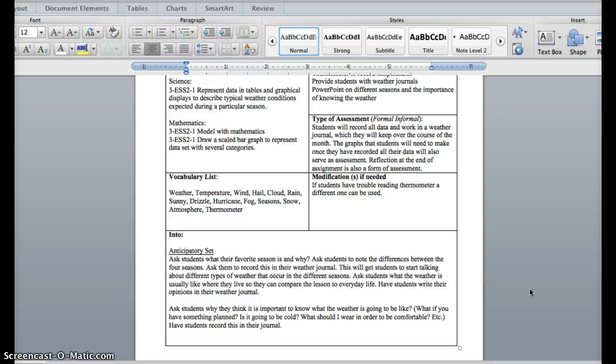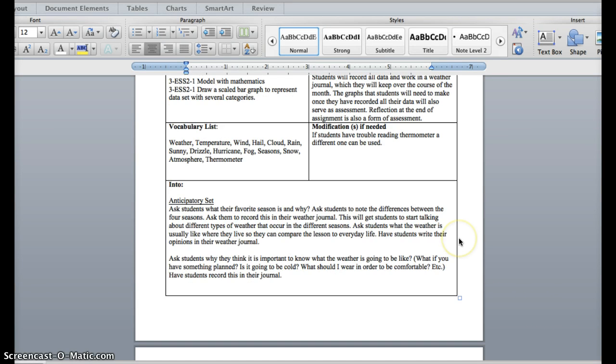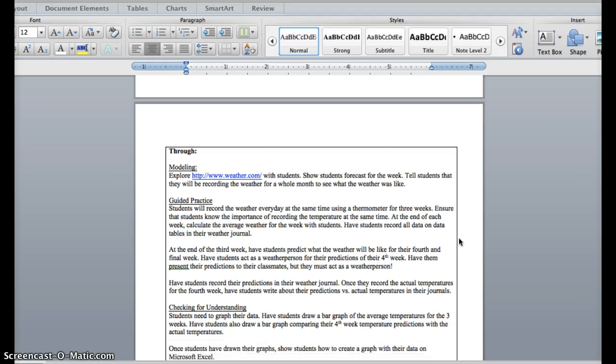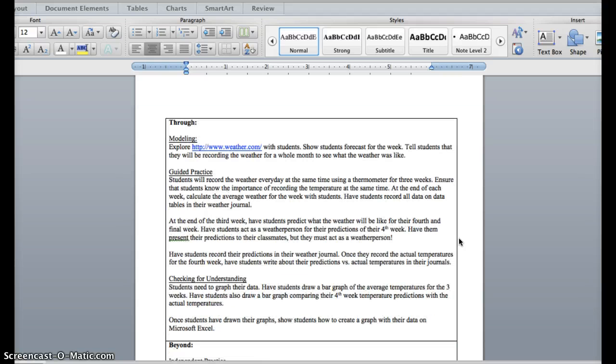Is it going to be cold? Should I wear a jacket if it's going to be cold? Is it going to be too hot? Stuff like that. And all this they would record in their journal. And then together we would look at the weather.com website so that they could see what it's like to actually be in the profession and see an actual website that's on the web. They can see the forecast, and then from there they can know that that's what they're going to be doing, that they're going to be recording the forecast for those 3 weeks.